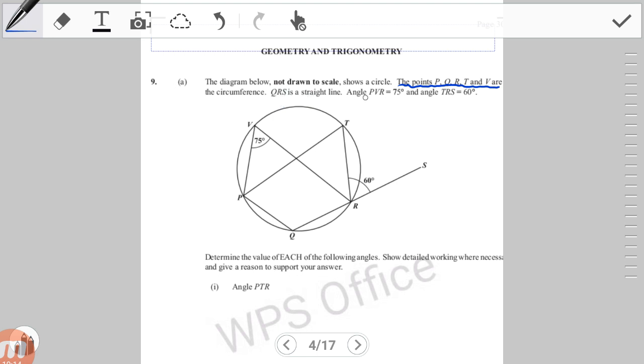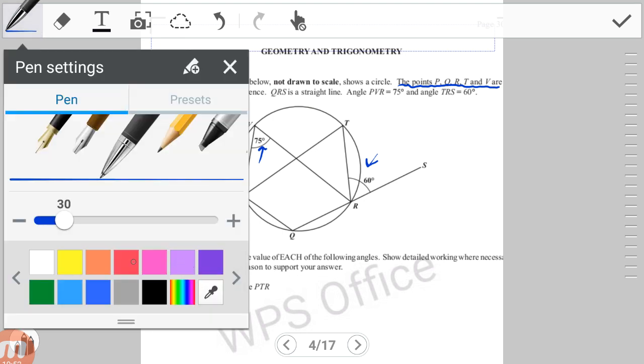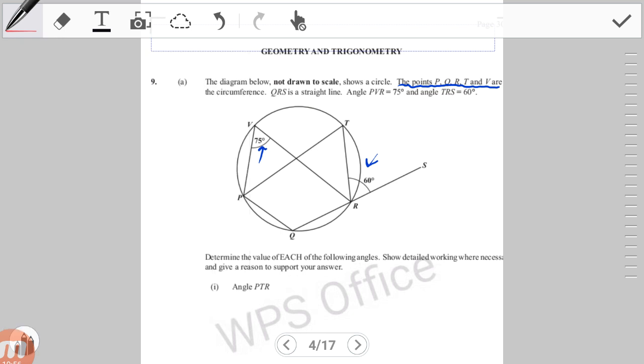Q, R, and S is a straight line. The angle PVR is 75, so that's the angle PVR, and the angle TRS, pardon me, not TSR, but TRS is equal to 60 degrees. All right, and so we can see here that since there are 5 points on the circumference, then it means that at some point you may find 1 or 2 cyclic quadrilaterals being inscribed inside the circle. Let us see if we can identify those cyclic quadrilaterals from now, because that's what we do. We identify the clues in the question and try to form a relationship between the angles from early.